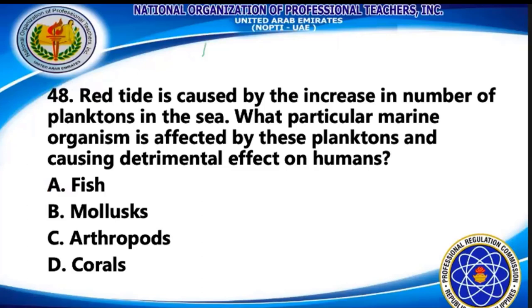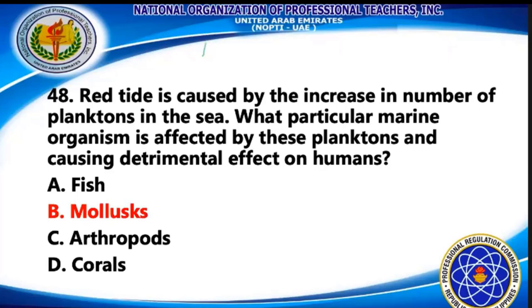48. Red tide is caused by the increase in the number of planktons in the sea. What particular marine organism is affected by these planktons and causing detrimental effect on human? Bakit may red tide? Ano ba ang kinakain? Bakit maraming namamatay sa red tide? Anong kinakain nila? Is it a fish, mollusk, arthropods, corals? Walang sasagot ng fish ha, kasi hindi naman fish ang cause ng red tide. Mali pag fish ang sagot nyo. Correct answer is B, mollusk.